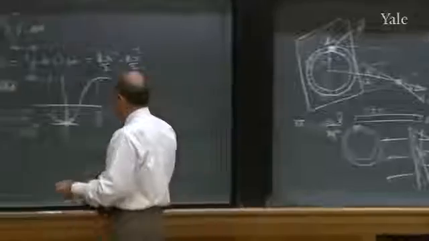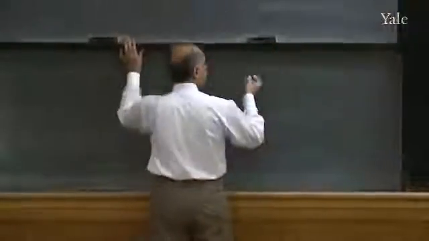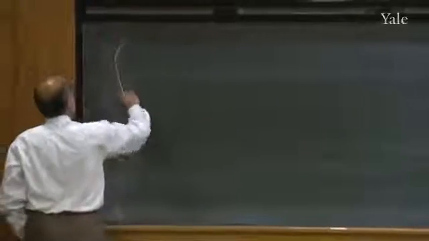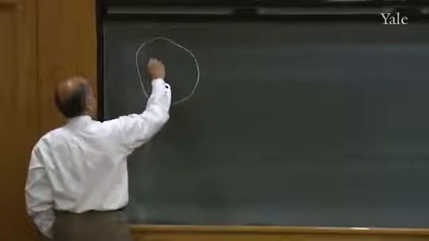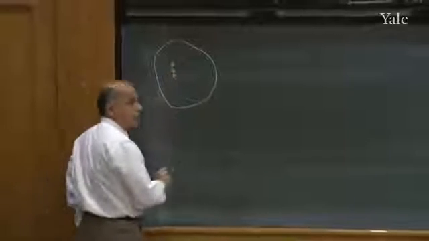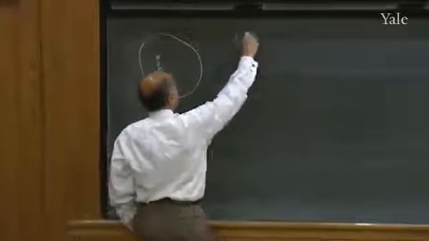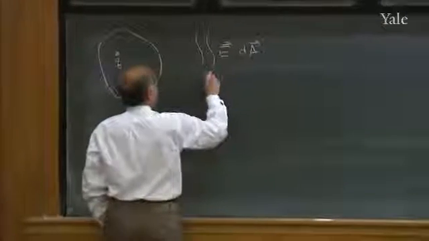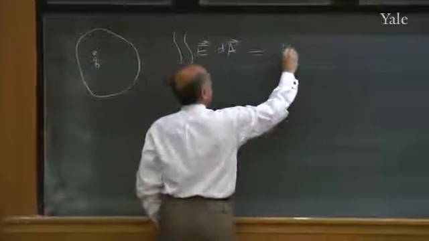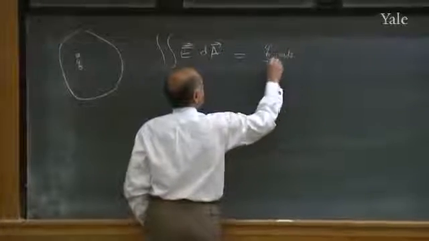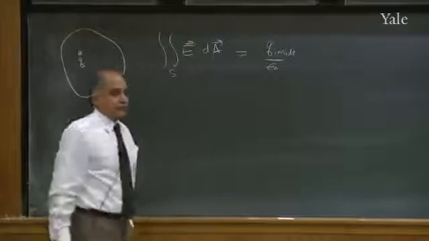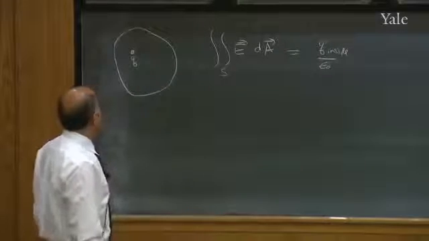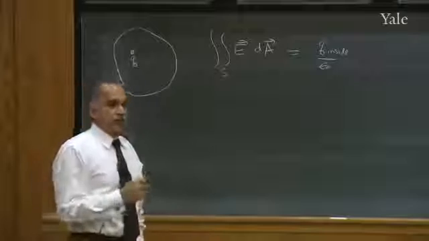So I'm going to write it down here. What I've shown you is the following. Here is some strange closed surface. There's a charge Q inside. Then the integral of E dot dA on that surface is equal to Q inside over epsilon 0. This is not yet the theorem, but this is the case for one charge.